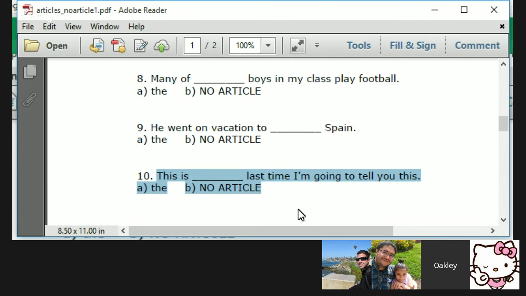Victor, number 10. Okay, this is the last time I'm going to tell you this. Very good. Do you know why? Yes, because it's a definite time. We are talking about the last time and a specific time. That's right. There is only one last time. It's impossible to have 2 last times. It depends on some relationship. You have one last time, 2 last time, 3 last time. Yeah, it's possible sometimes.